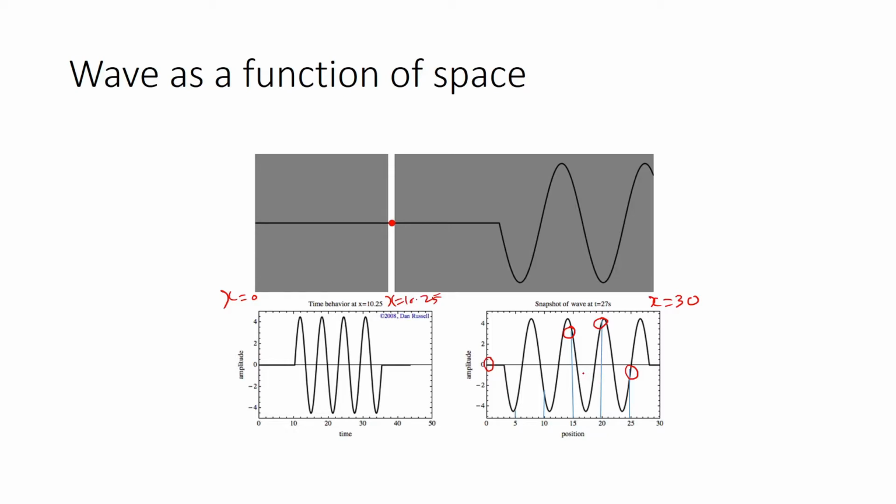At the same time instant, different positions are experiencing different intensities. Therefore, I can say that a wave is also a function of space. You can also see that the functions are pretty similar except for the scaling factor. That is, the same function is defined on both time and space. The only difference is a scaling factor here, u.